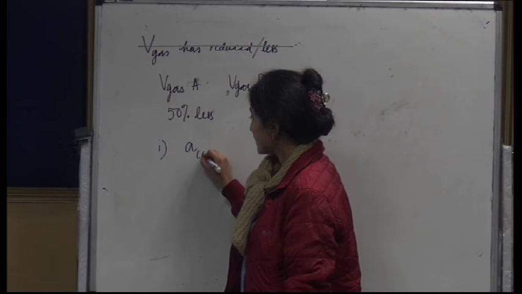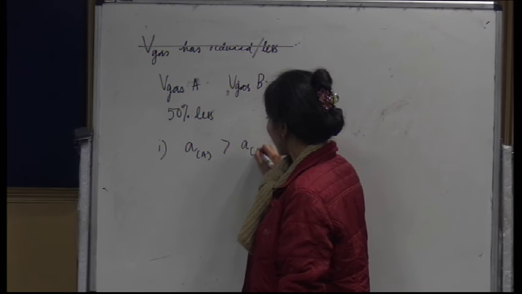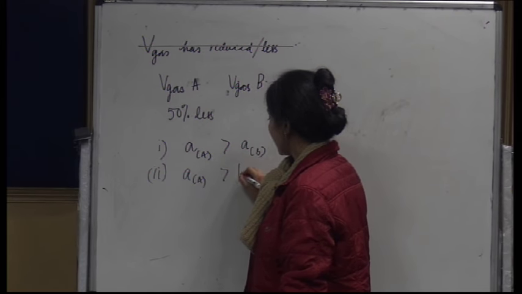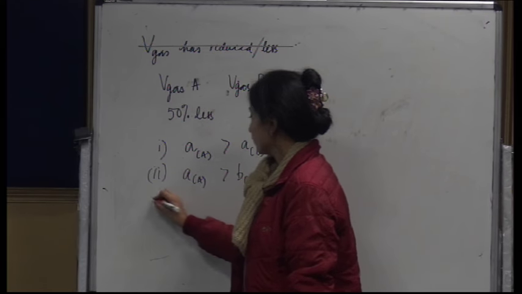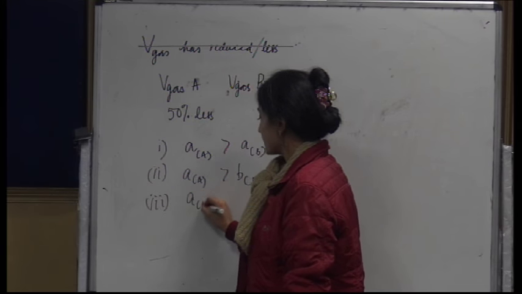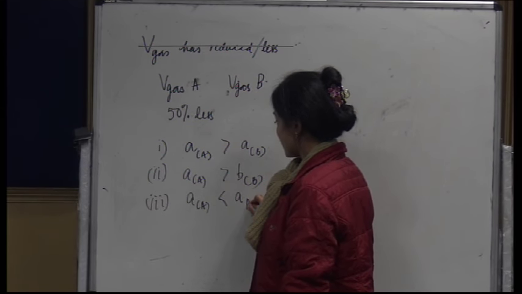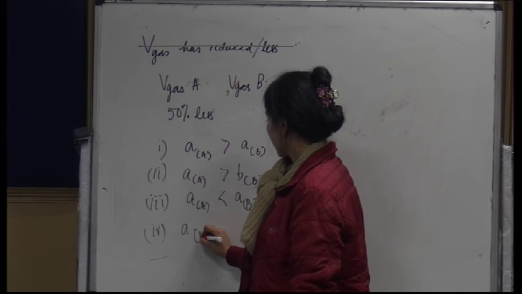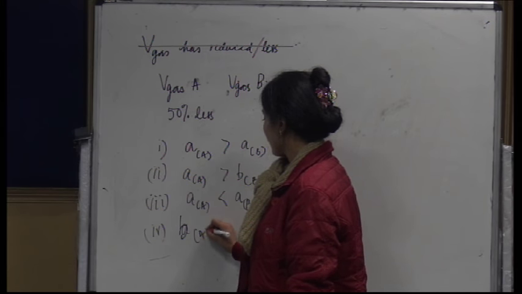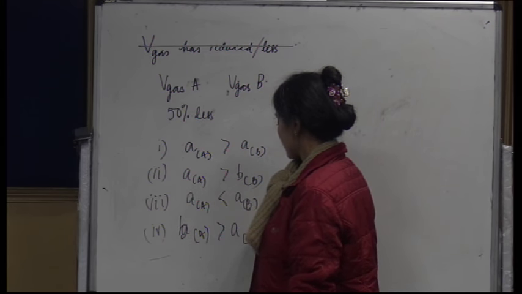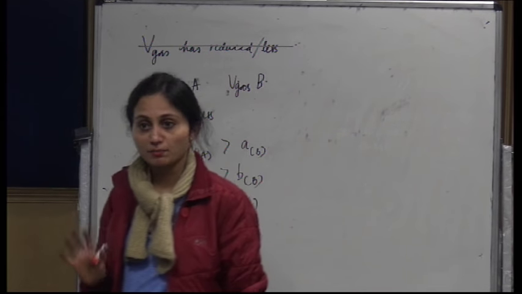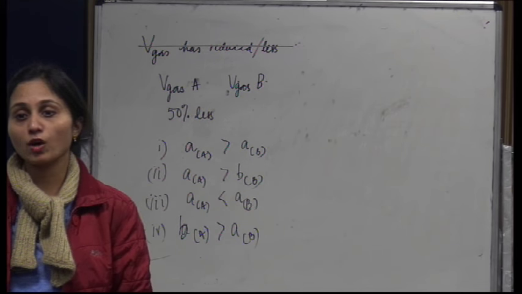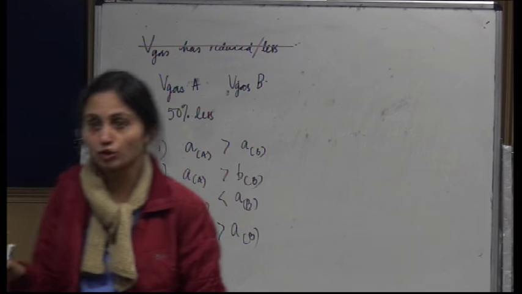a of gas A is greater than a of gas B. Second, a of gas A is greater than b of gas B. Next, a of gas A is less than a of gas B, and fourth, b of gas A is greater than a of gas B. Remember that a and b are simple constants, and your a is a measure of forces of attraction, b is related to your compressibility factor. It can also be related to your volume as well.